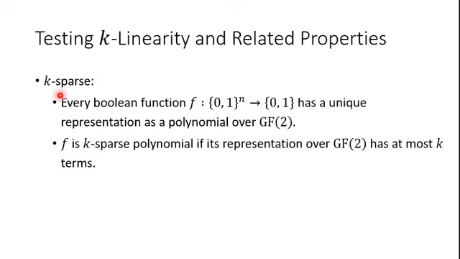So finally we have k-sparse. Every Boolean function f from {0,1}^n to {0,1} has a unique representation as a polynomial over F2. Okay, so this is also known. And f is a k-sparse polynomial if its representation over F2 has at most k terms. So that's when we say that it is a k-sparse polynomial.